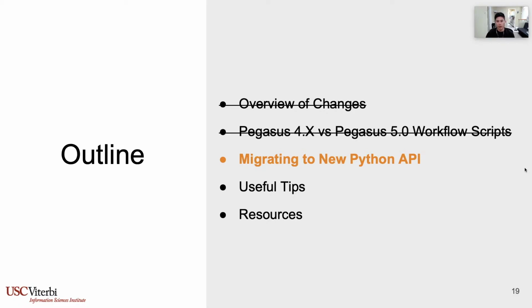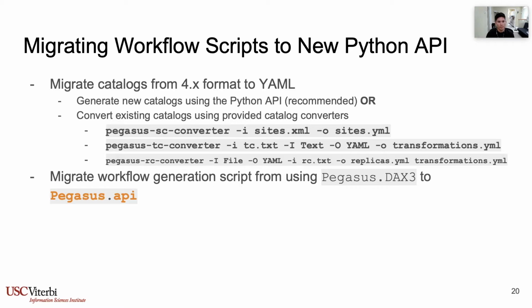So next I want to go over how to migrate your Pegasus 4.x workflow scripts and each component in them to use a new Python API and to be run with Pegasus 5.0. When you migrate these workflow scripts, you first need to migrate your catalogs from the 4.x format, which was XML or text-based, depending on the catalog, to be in YAML. There's two ways that you can do this. You can generate a new catalog using the Python API, which is what we recommend, or you can convert your existing catalogs in their XML or text-based formats over to YAML using one of our catalog converters.